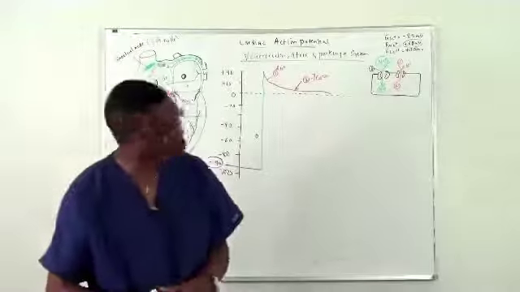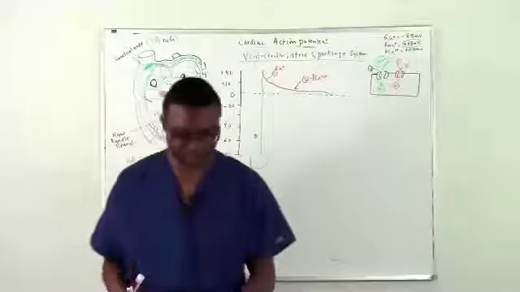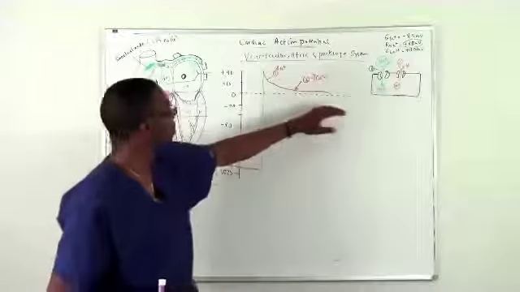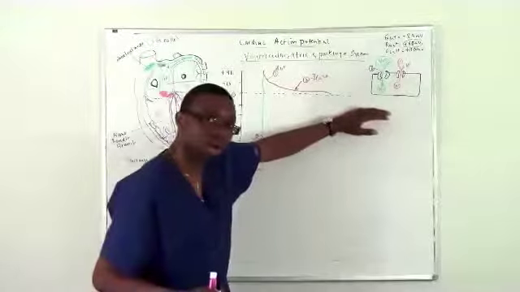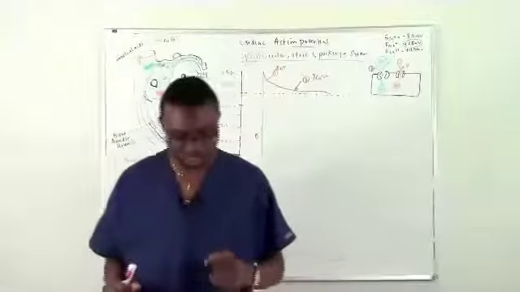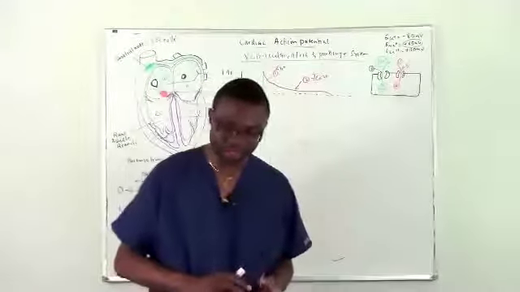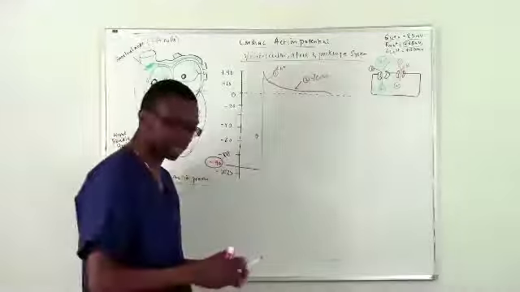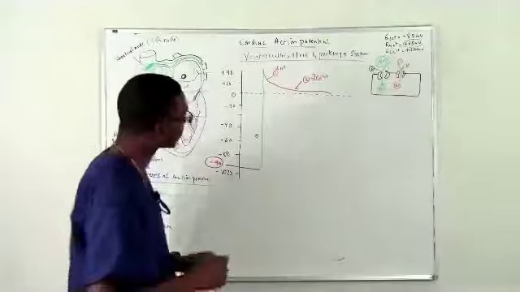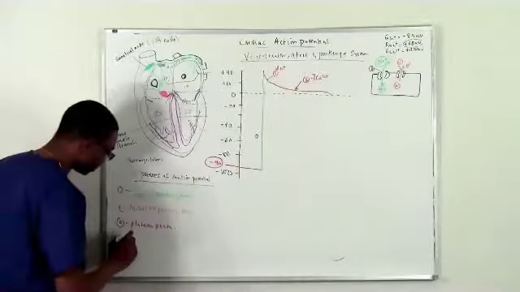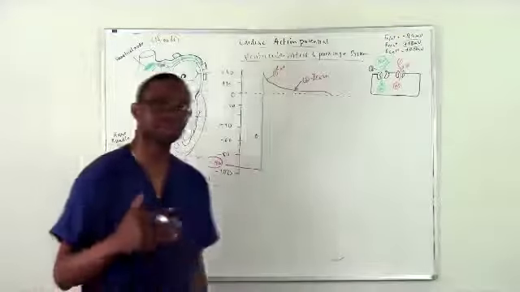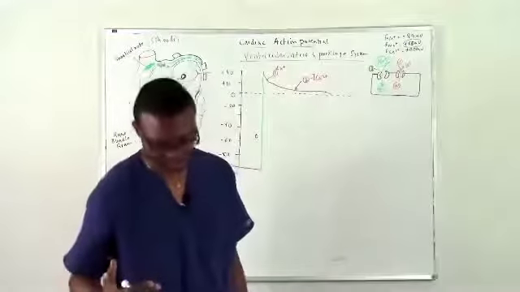Now, what this is also going to do is, during this phase 2, calcium is going to level the graph out to plateau it. Once that is done, we are now going to move to phase 3. Phase 3 is now repolarization of the cell. Let's use blue for that. Phase 3 is repolarization. And what happens in repolarization? Potassium is going to leak out.